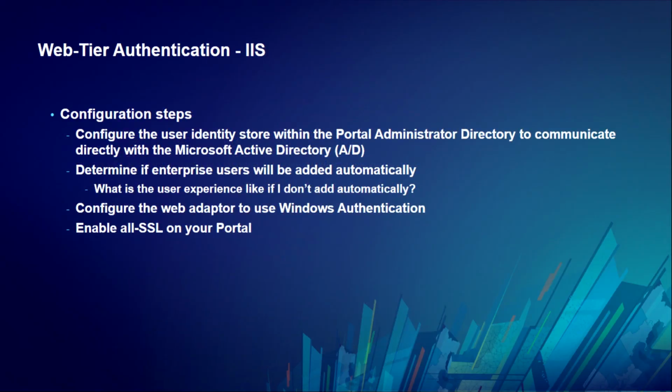So how do you do this? Configure it. You basically configure it the same way I showed you a while ago on the back end with Portal. You set up the identity store to talk to Active Directory. You determine if users will automatically be added or not. But the final step in this is you change the Windows authentication on the web adapter for Portal. By default, it's anonymous. Now you disable anonymous and enable Windows authentication. And then if a user can get through, life is good.